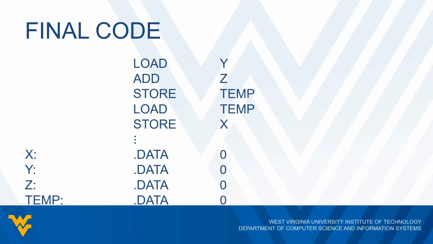So this is the final result if we put the entire code together, all those pieces we've talked about. We have data pseudo-ops for x, y, z, and temp. The first part takes care of the adding part. So this is our addition part right here. We would load y, add z, store that in temp, and then this part right here takes care of the assignment portion of the statement. We would load temp into a register, and then store that result into x. So this takes care of the addition of y and z, and then storing that into x.